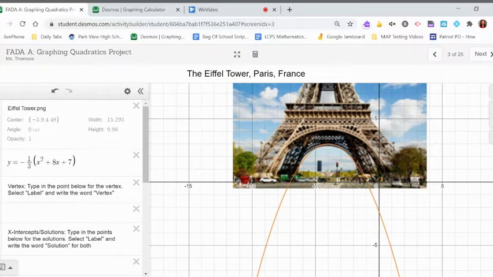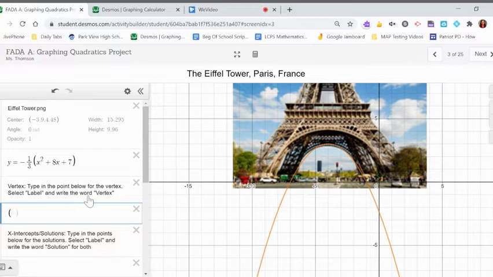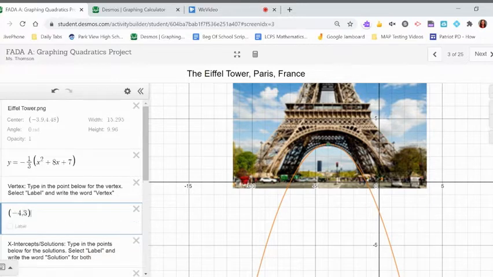So the first word here is vertex. We're gonna type in the point below for the vertex, select label, and write the word vertex. So my vertex is either the maximum or minimum point, and it's the point where we change. This one goes increasing, increasing, increasing, and then at some point it changes to be decreasing. So that point, if you actually click on the orange line, it'll highlight it for you. That is the point -4, 3. So I'm going to put in here -4, 3, okay?